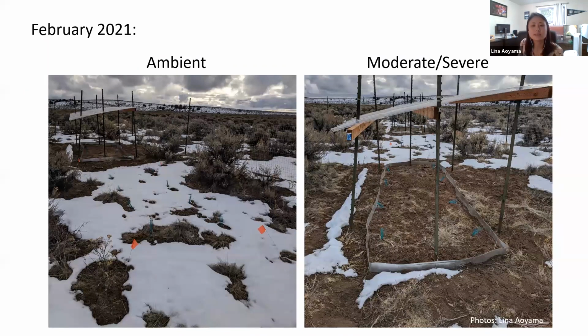As you can see in these photos I took in February this year, I observed less snow accumulation under the drought shelters to the left, and then compared to the ambient plots to the right. No, I said that wrong. The left photo is the ambient plot. The moderate and severe drought plots are on the right.